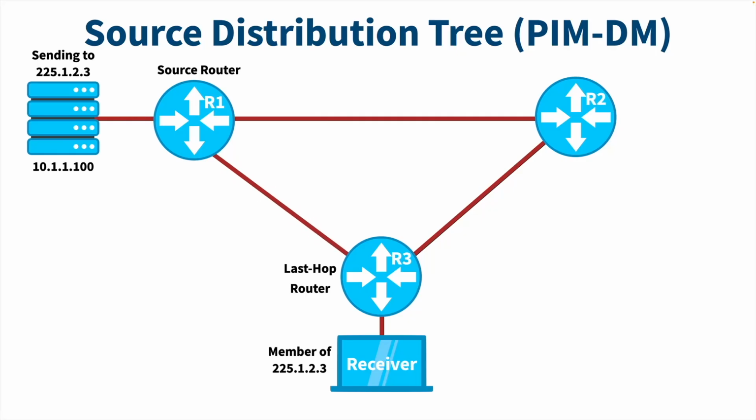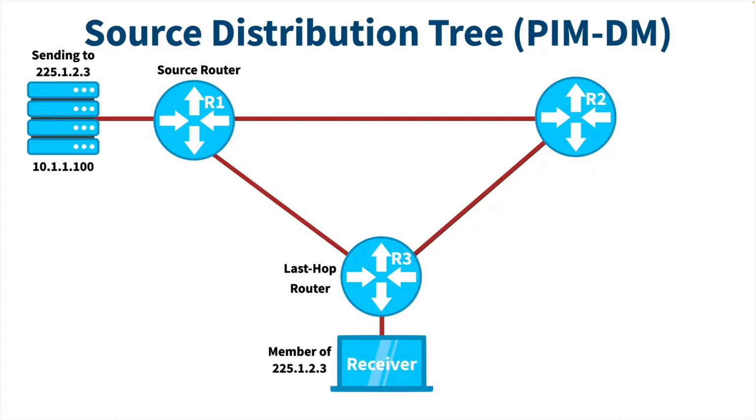We go from the server to the source router to the last stop router out to the receiver. R2 is nowhere in the mix. And this is called a flood and prune behavior. However, there's a bit of a downside. In some implementations of multicast, this flooding and pruning behavior happens every 3 minutes.